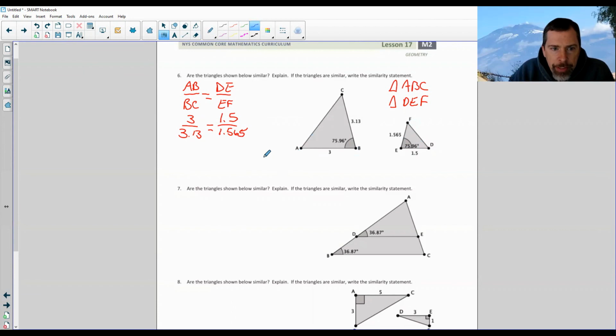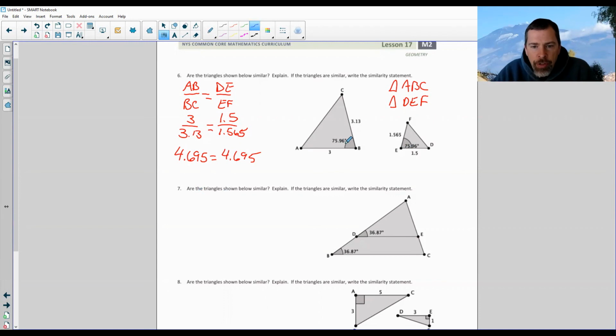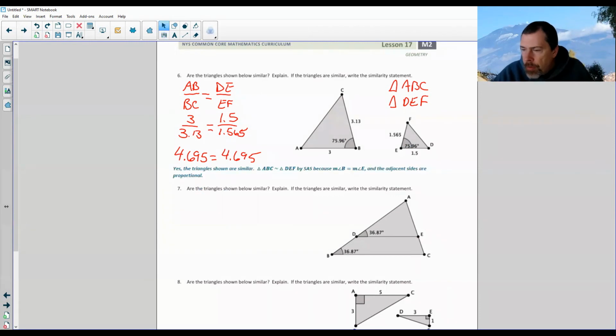And then I cross multiply. So just to save time, I'll use a calculator. 1.565 times 3 equals 4.695. And that has to equal the other cross product, 3.13 times 1.5. And I got the same number, 4.695. So we have one angle congruent to another, and we have proportional sides. So now we can conclude.